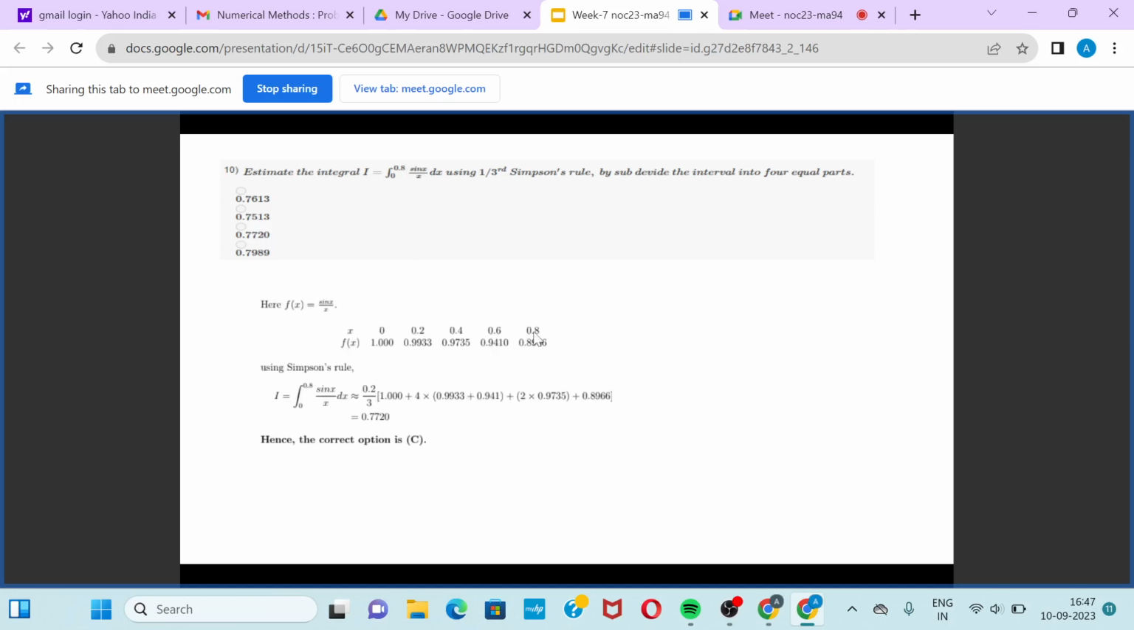And the last question was: estimate the integral I equal to 0 to 0.8 of sin x by x dx using one-third Simpson's rule by subdividing the interval into 4 equal parts. We found this table by taking h equal to 0.2 and applied Simpson's one-third rule, and we got 0.7720. So these were the 10 questions that we discussed today.